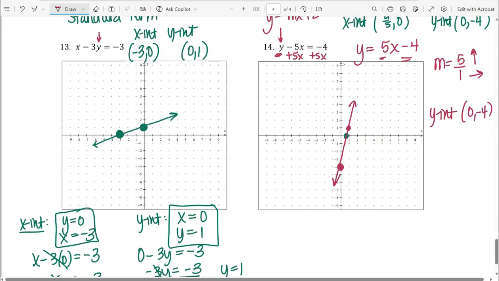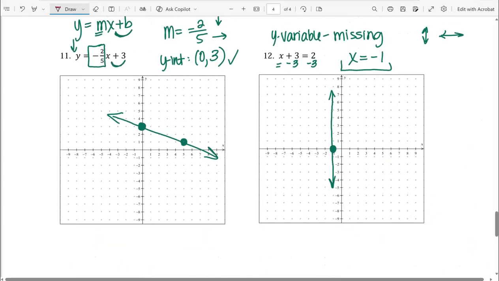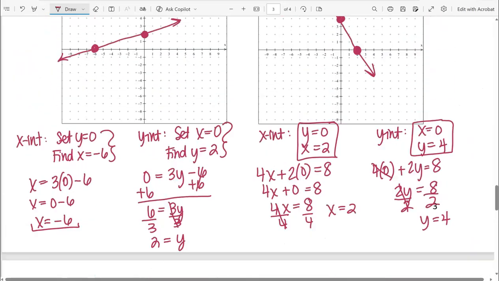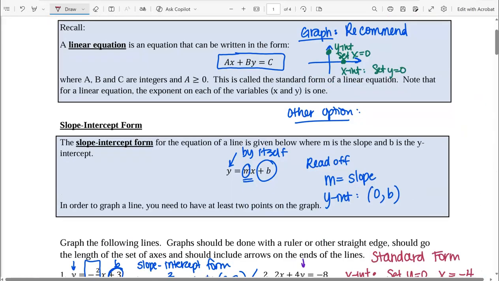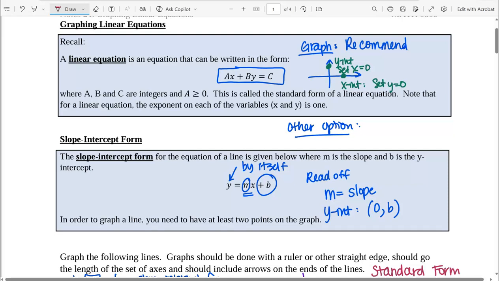Hopefully you have found this as good practice. If you have questions or concerns on these, when to use what method, reach out, take it to tutoring. Only if y is by itself can I straight just read off slope and y-intercept. Any other time, x and y-intercepts might be your best bet.